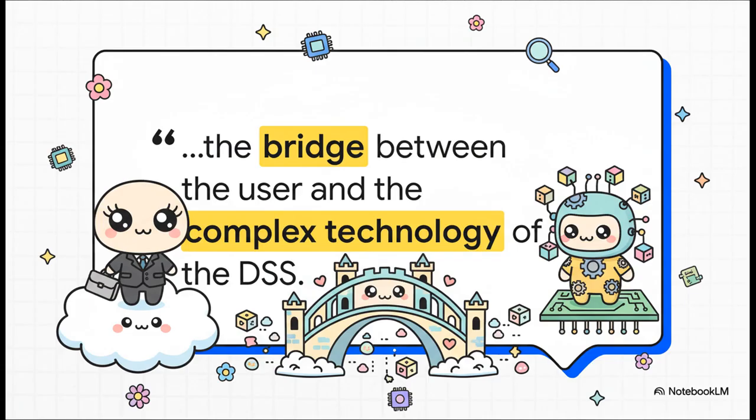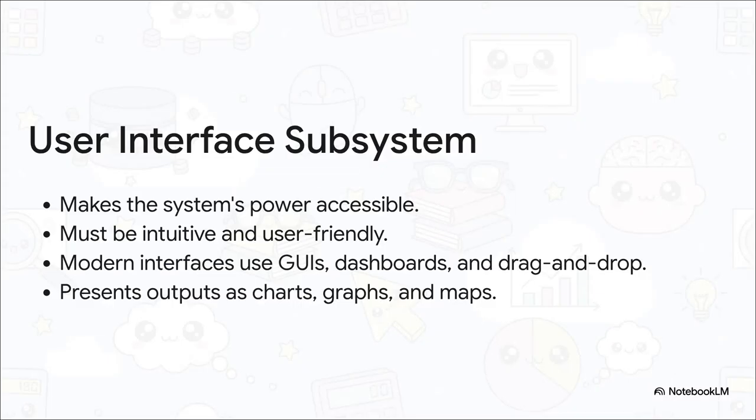It has to make all that data and all that powerful analysis easy to understand for a manager who, let's be honest, is an expert in business, not in coding. And the bottom line here is just so simple. If the interface is clunky or confusing or just hard to use, then the entire system is a failure. I mean, it doesn't matter how smart the brain is if you can't actually communicate with it, right? That's why modern systems rely so heavily on things we all understand: graphical user interfaces, dashboards, charts, and maps to make those complex insights pop.